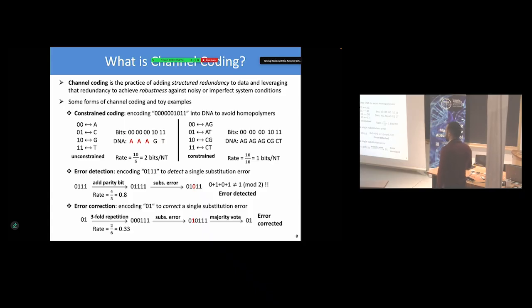And the rate here is 2 over 6, because the input was 2 and the output is 6. You can notice that the rate is less than the rate for error detection. So error correction is more difficult than error detection.